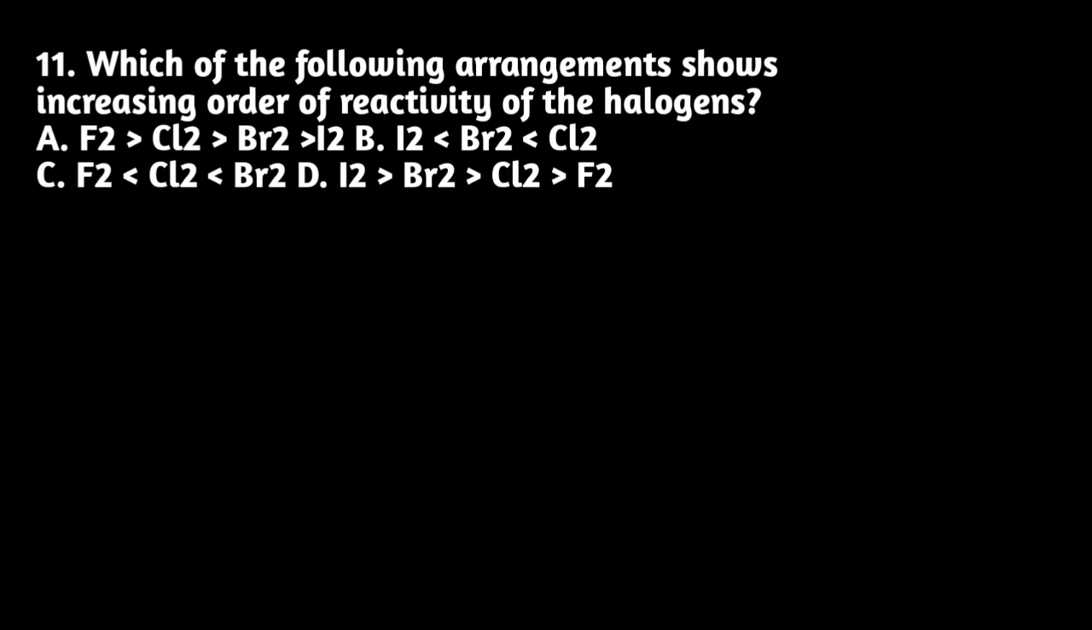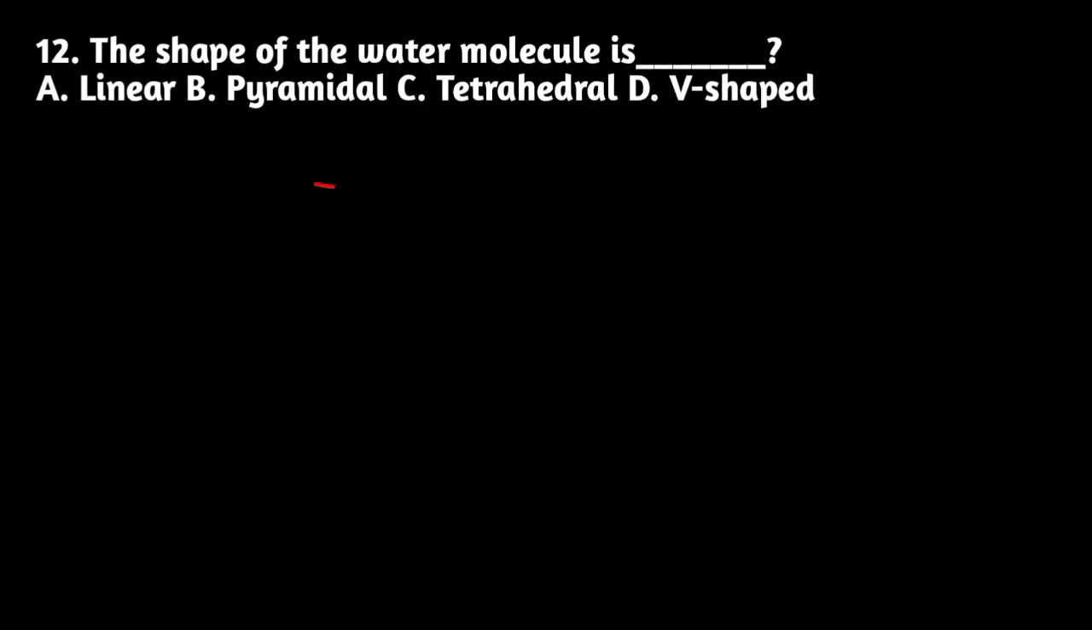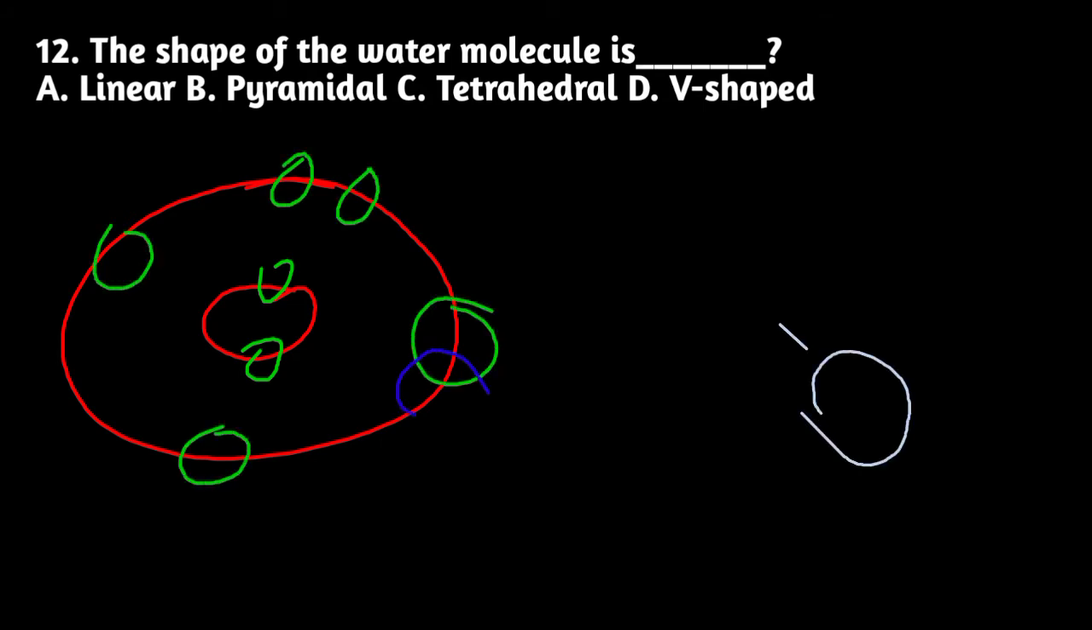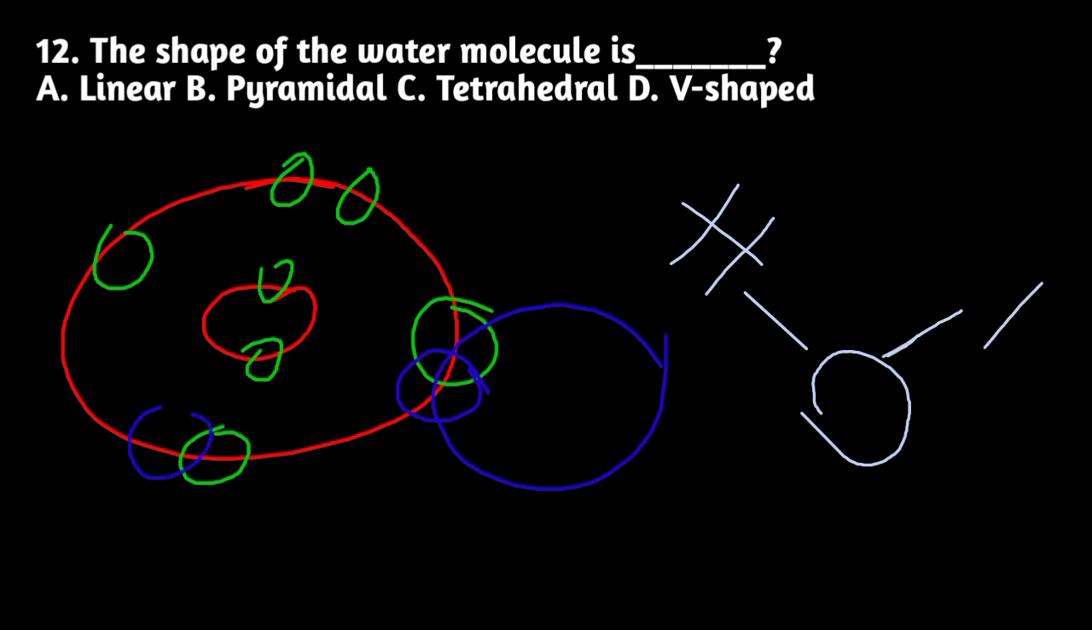Okay, we go again for question number 12. The shape of water molecule is linear, pyramidal, tetrahedral, or V-shape. My dear, the correct answer is V-shape. We don't need to do much, but if you look at the animation on the screen, you see how it comes to be V-shape.